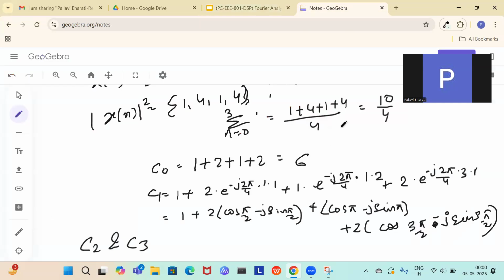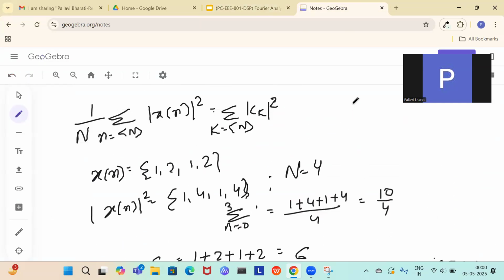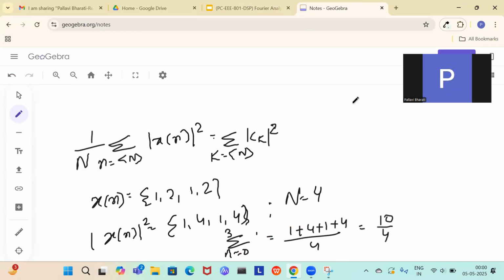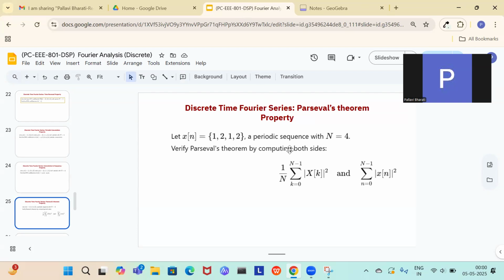And what is Parseval's theorem? It says that the energy of the signal in the time domain and the frequency domain remains the same. So with this, we have covered all the properties of the discrete time Fourier series with the small questions.